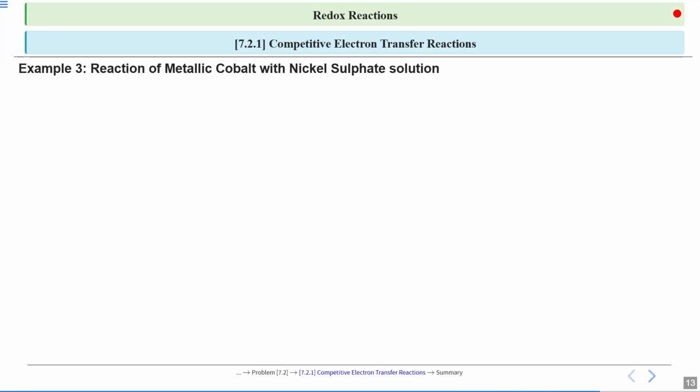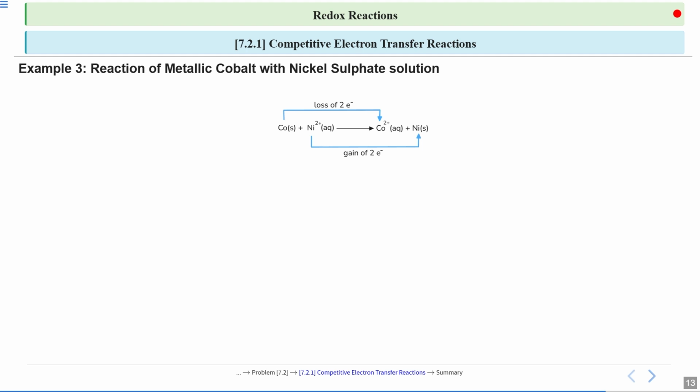So now in this example 3, there is the reaction of metallic cobalt and nickel sulfate solution. So what happens between metallic cobalt and nickel sulfate solution? The cobalt and Ni2+ react with each other, and cobalt is converted into Co2+, while the Ni2+ gets converted to nickel. That means the cobalt has lost 2 electrons, which have been gained by the Ni2+ and converted into nickel. So the loss and gain of 2 electrons takes place simultaneously in the reaction.